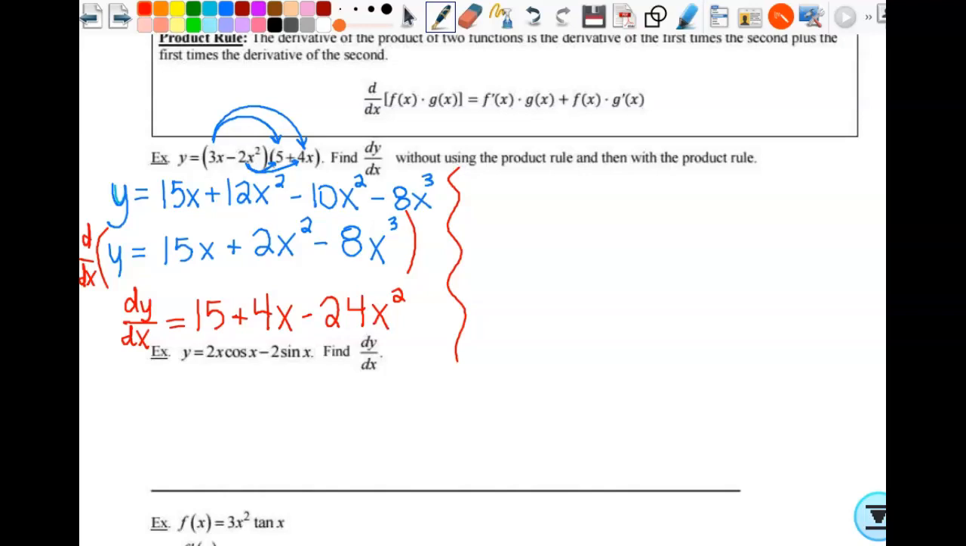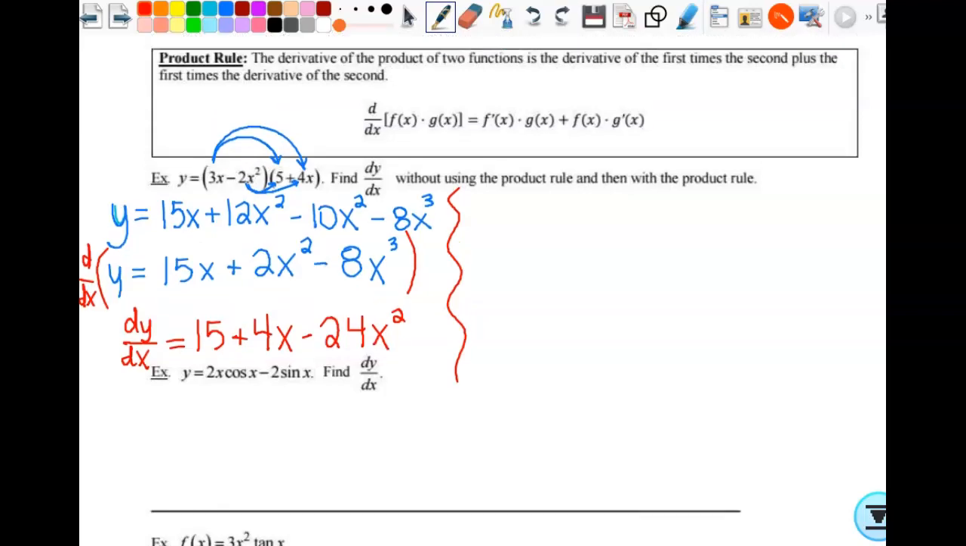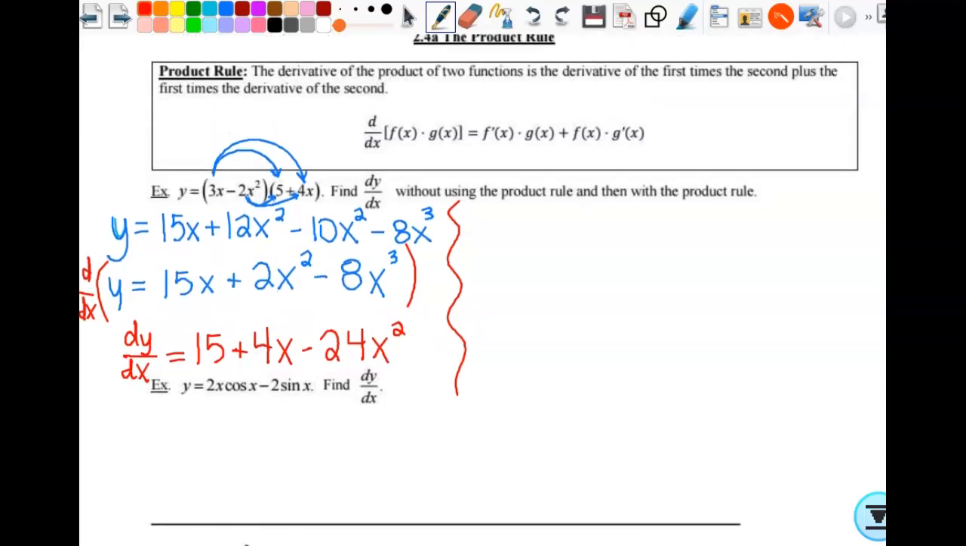We're going to follow this rule. Let me erase all my markings here. I'm going back. y equals this quantity, 3x minus 2x squared, times the other quantity. When you read this, the product of two functions is the derivative of the first times the second plus the first times the derivative of the second. So this is the first and this is the second.